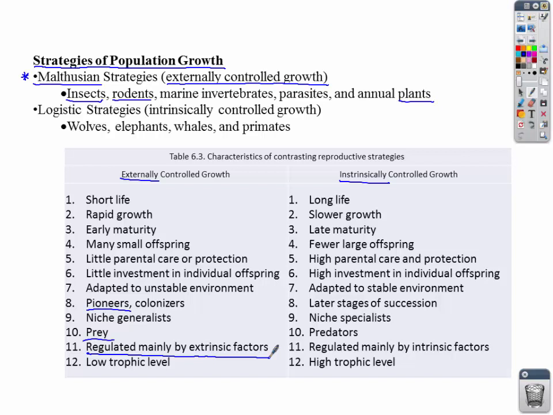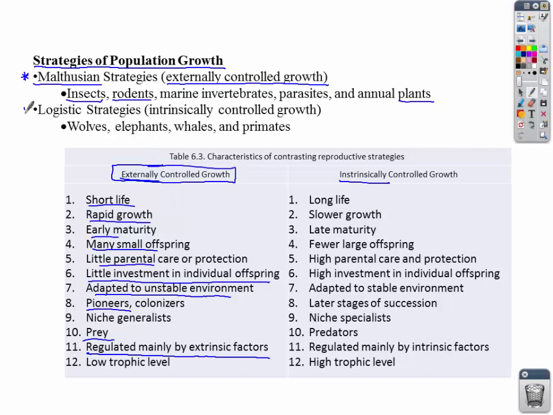These species live short lives, experience rapid growth, and mature early. They produce a lot of offspring, so they have high biotic potential. There is little investment in individual offspring, so little parental care. They're adapted to unstable environments and tend to have high stress levels. So these are your species that have externally controlled growth.